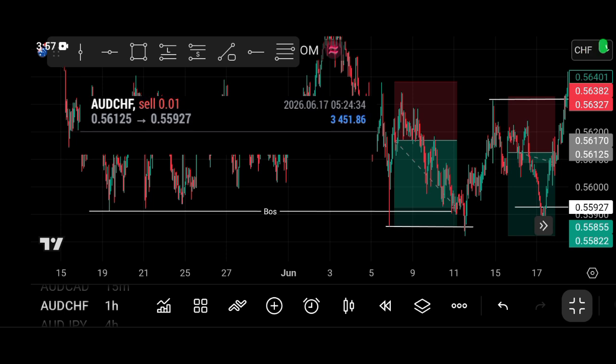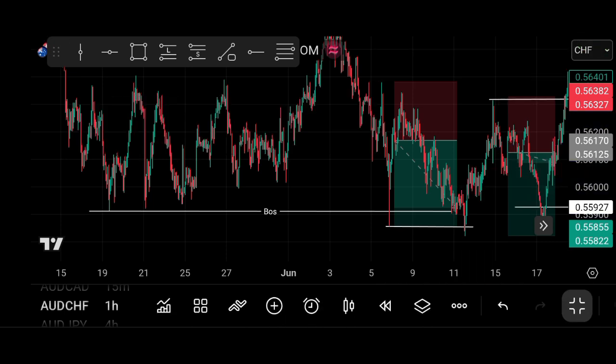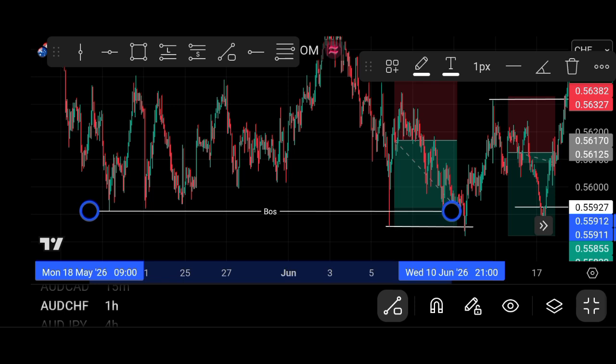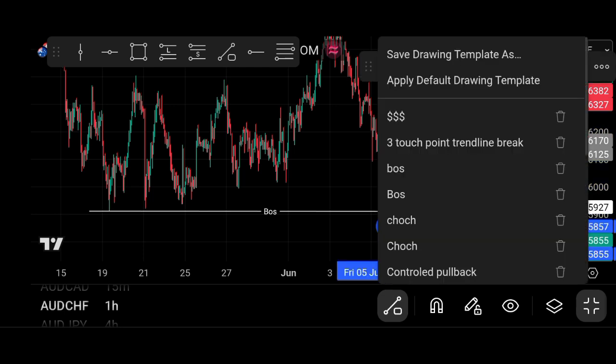Let's hop into the chart. I entered an AUD sell position, which was this, and I'm going to explain what I saw. Now from here we can see we're already in a downtrend. This new current break of structure line here, let me just label it.